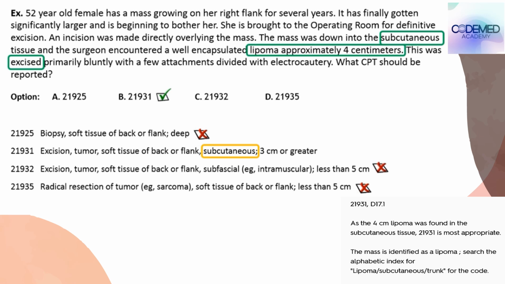So we will code 21931 here, and it talks about the excision of the tumor, soft tissue of the back. Where did it happen? It happened in the back, right flank area, so that is also covered, and 3 centimeter or greater, and our diameter is 4 centimeter. So I can take up the code 21931.